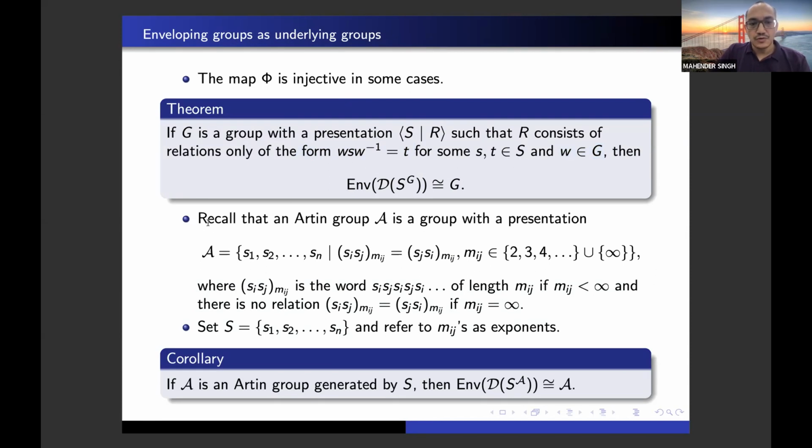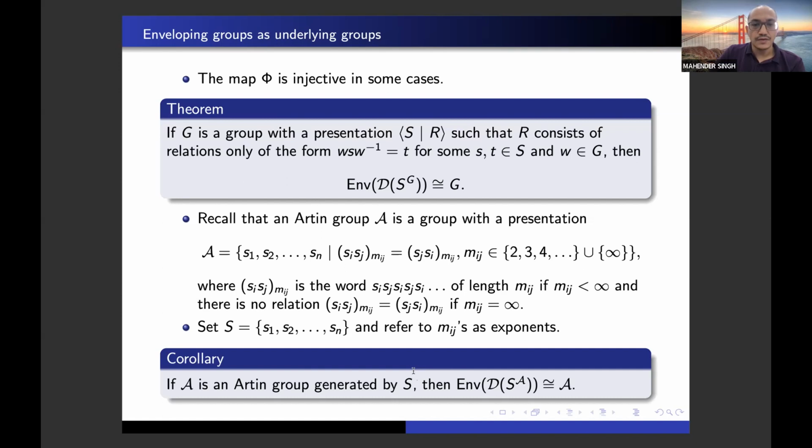For example, if you take an Artin group, let me recall it briefly. So these are, let us take finitely generated here. So finitely many generators, and the only relations are these words S_i, S_j written in this iterative form. S_i, S_j, m_ij simply means S_i, S_j, S_i, S_j, and so on, the total length of the word being m_ij, is equal to S_j, S_i, with m_ij. Okay, and since these groups satisfy the relations, if you consider Dehn quandles of Artin groups with Artin generating sets, the enveloping groups are just the groups themselves.